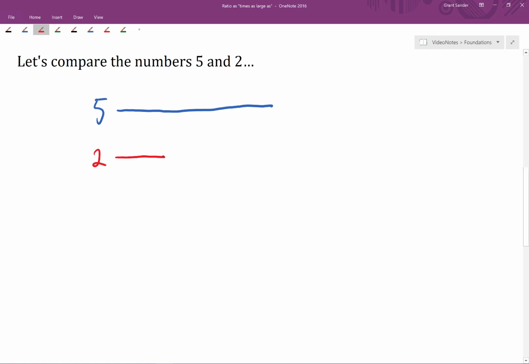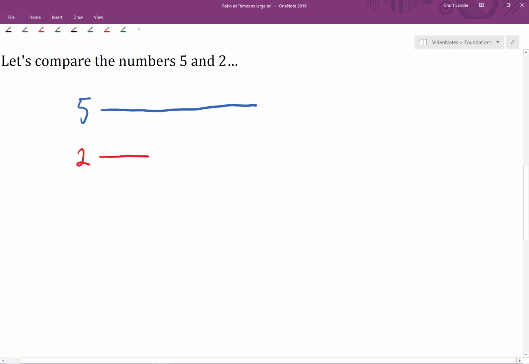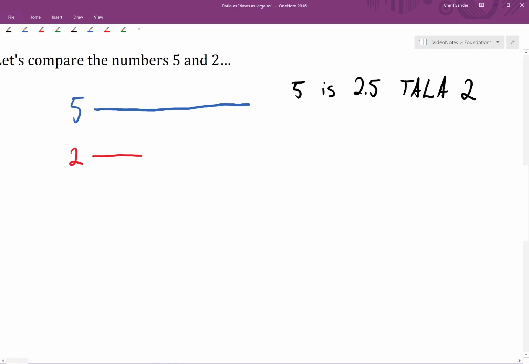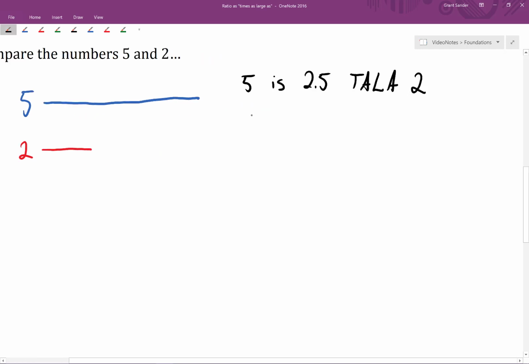We know 5 is larger than 2, so we'll approximate it like this. If we want to compare these, 5 is actually 2.5 times as large as 2. I'm going to abbreviate this, times as large as. So the blue segment looks to be about 2.5 times as long as the red one. Now it also turns out that 5 divided by 2 is equal to 2.5.